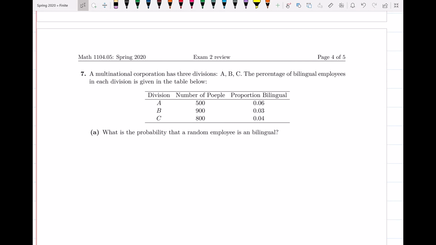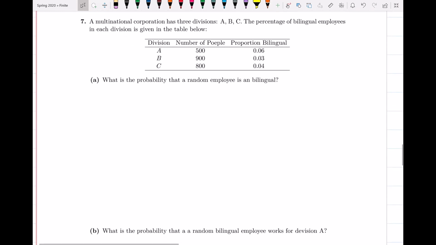All right, let's go on to the next question. So 7. A multinational corporation has 3 divisions, A, B, and C. The percentage of bilingual employees in each division is given by the table below. So division A has 500 people, and the proportion of bilingual is 6%, B 900 and 3%, etc. All right, what is the probability that a random person is bilingual? All right, so that's simply the number of bilingual employees divided by the number of people in total.